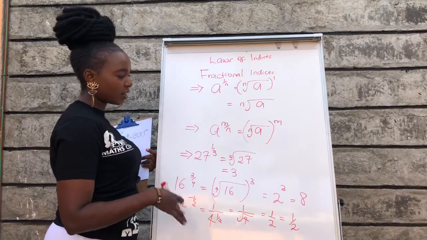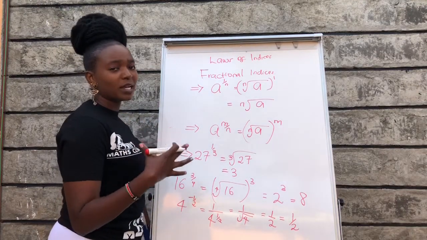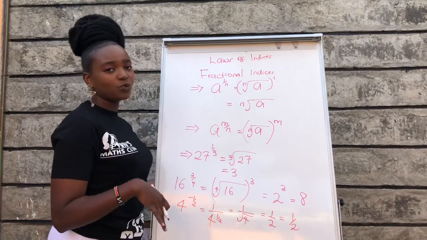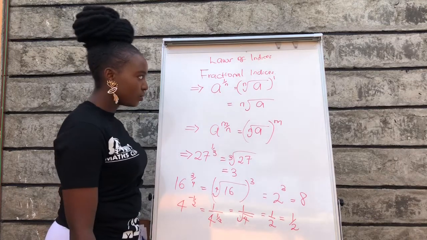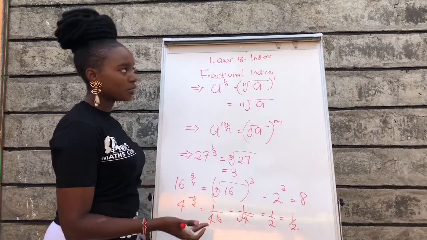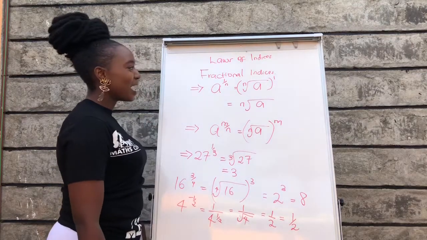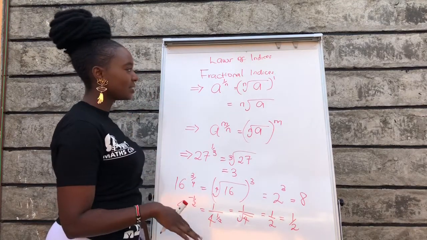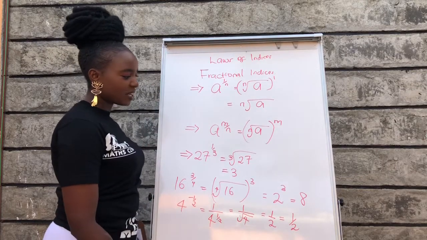So I hope you've understood. This week we've just been looking at the basics and the things that are very crucial, but we assume we know and end up failing. So I'm hoping you guys have understood. We've looked at the basic laws when given multiplication sign, when given division sign. We've looked at the zero index, negative indices, and the fractional indices. So I'm hoping you guys have understood.